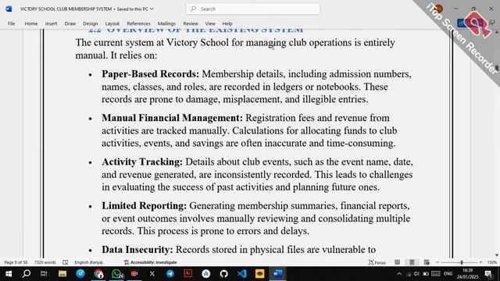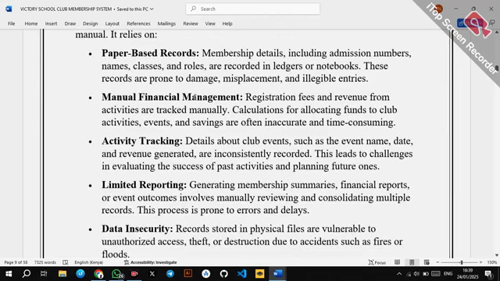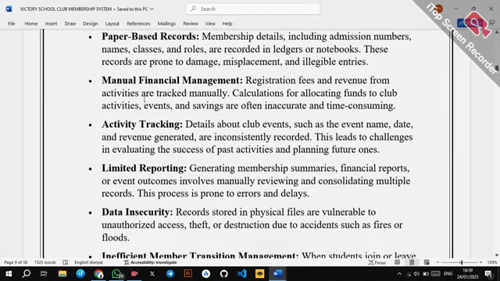So the current system at Victory School for managing club operation is entirely manual. It relies on paper-based records. They say that a manual system relies on paper and pen. So paper-based records. So we have different disadvantages.